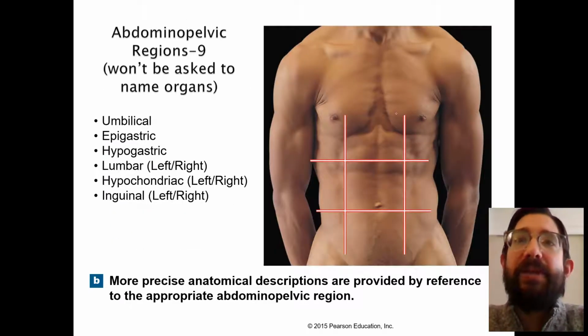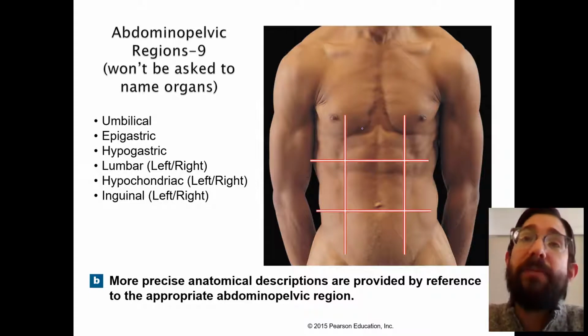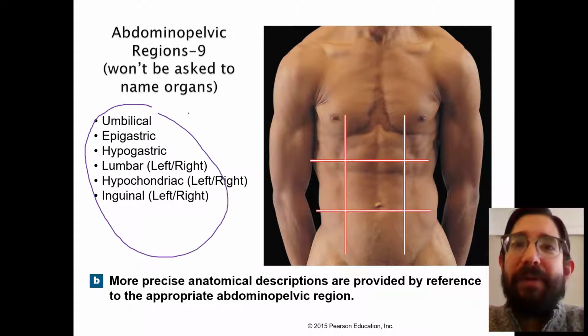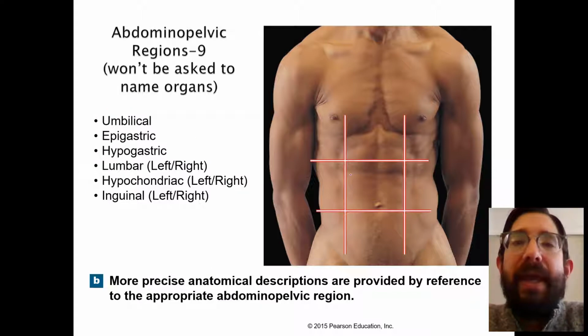So let's start here. I took this picture for you this morning of myself. And what I want to do is, rather than just show you the answers, here's a list of these regions, and we will put these on our image one at a time. You can start pretty easy with the umbilical region, because if you find the belly button, that's the umbilicus. So here's the umbilical region.